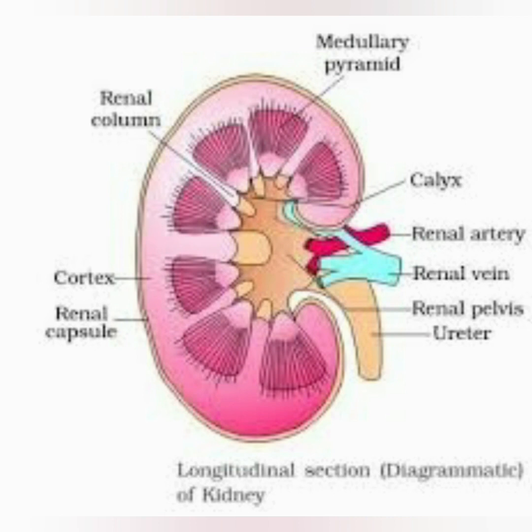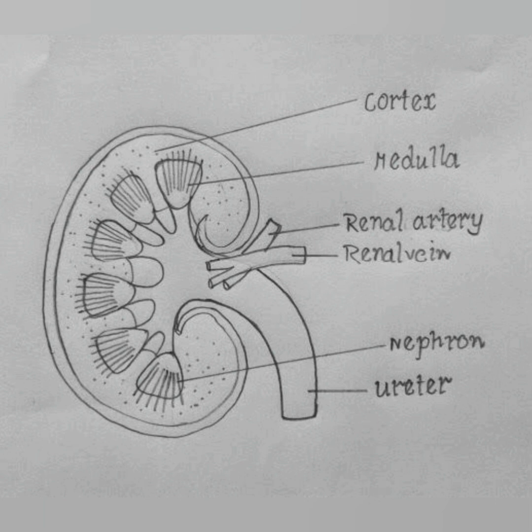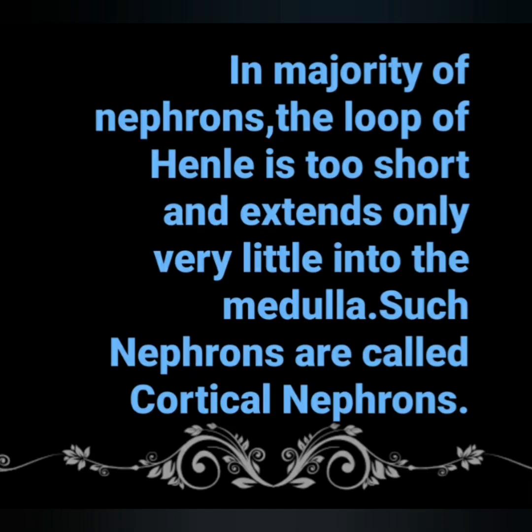Here is a longitudinal section of kidney. Try to locate the Malpighian corpuscle, that is Bowman's capsule, glomerulus, PCT, DCT etc. will be situated in the cortex region and loop of Henle dips into the medulla.